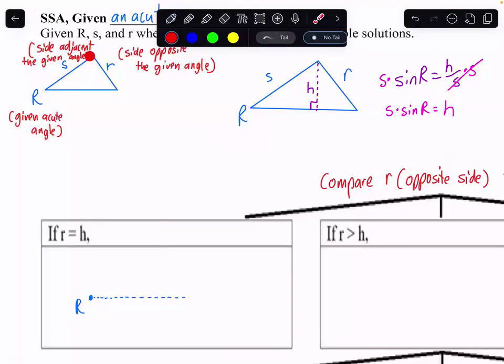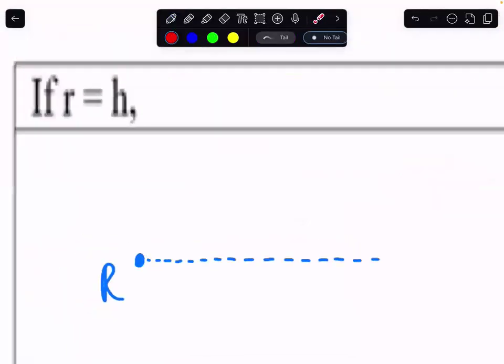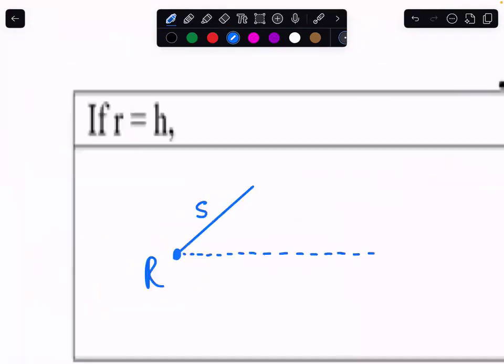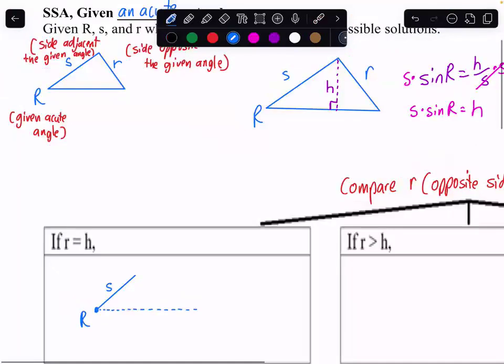I'm also telling you side length S, the adjacent side. So you don't get to choose anything about this side, right? Because I told you this angle, so you don't get to choose the direction. And I'm also telling you the length. Now the third piece of information I'm telling you is the opposite side length.